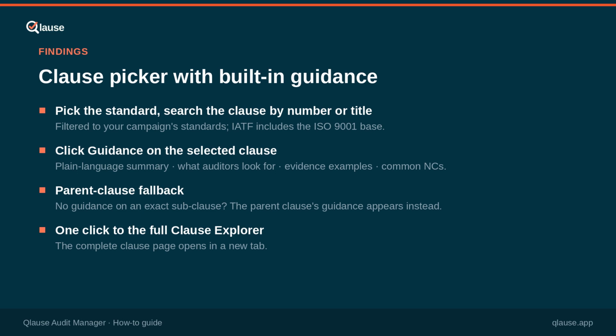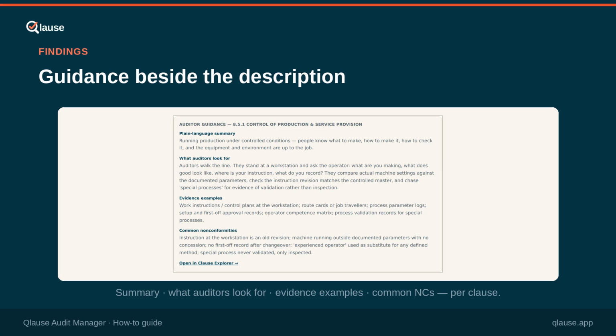If an exact subclause has no guidance of its own, the panel shows the parent clause's guidance instead, so you're never left empty-handed. This is the Guidance panel, opened on Clause 8.5.1. The plain language summary, what auditors look for, evidence examples, and the common nonconformities, sitting right inside the finding form, next to the description you're writing.